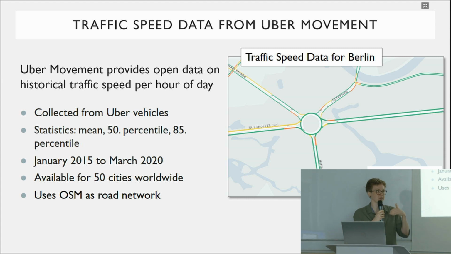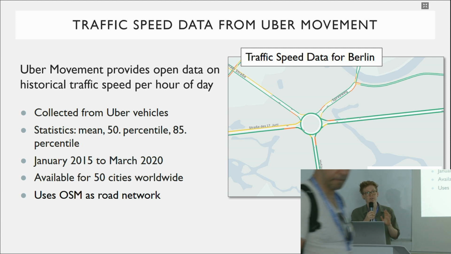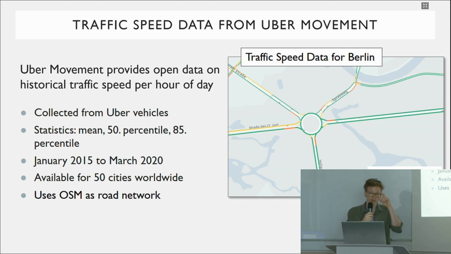For example, the mean speed or the median speed for a certain street segment. They publish the data, and it's available from January 2015 to March 2020. It's, however, only available for 50 cities worldwide, so it's not like Google Maps, which has a larger coverage. The very good thing about this is that the data is based on the OpenStreetMap road network. And since most open source routing engines also rely on OpenStreetMap, this makes it very convenient because you don't have to do any map matching.